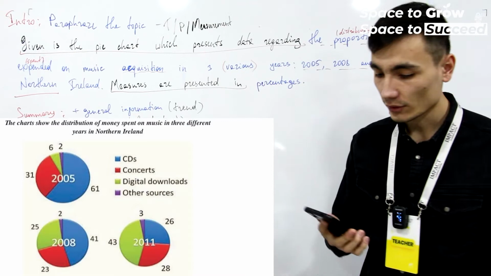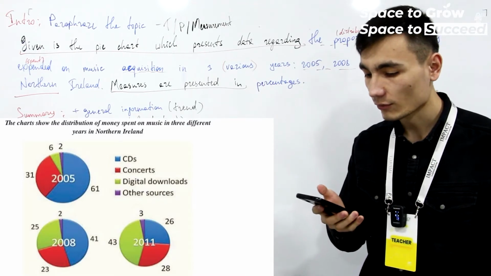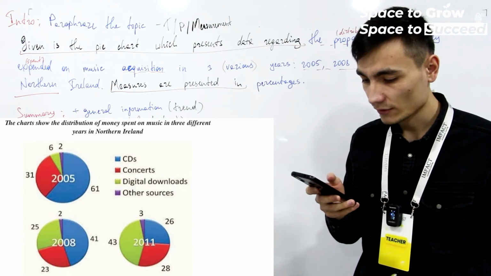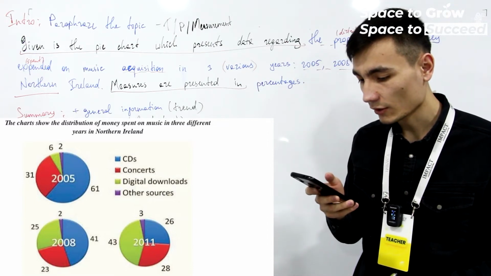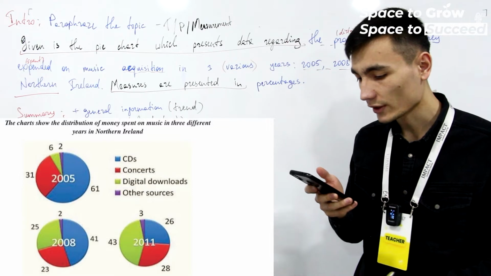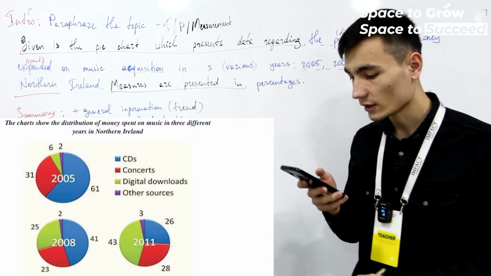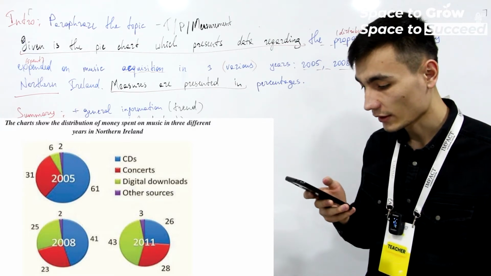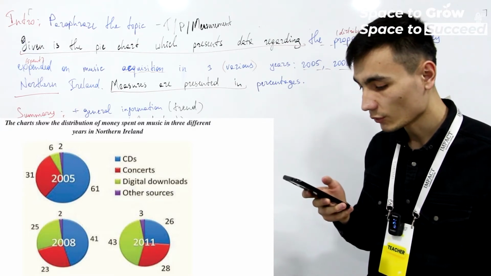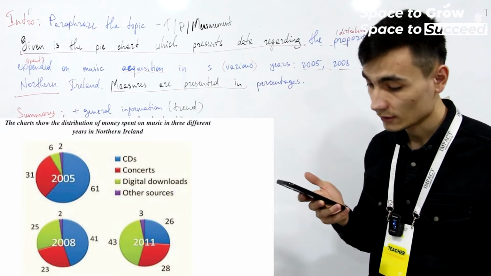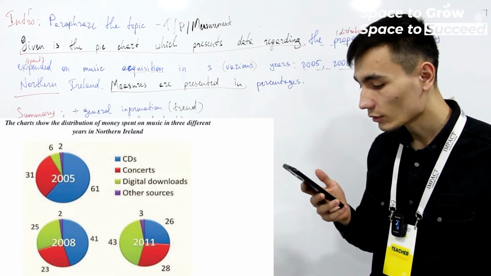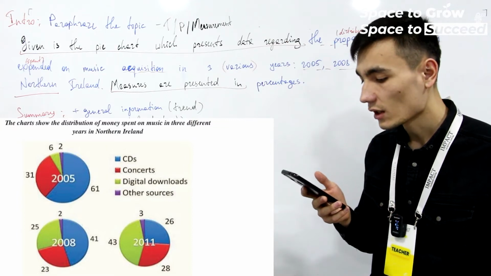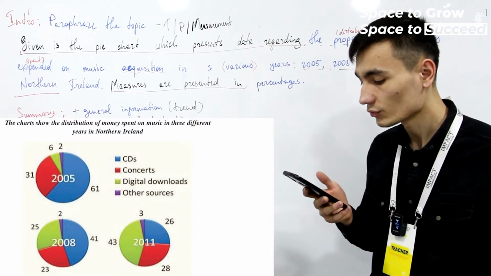So overall, let's just have a look. We have a period here from 2005 to 2011. As you see here, you have CDs, the blue one: 61, 41, and 26. Well, there is a decline here. Concerts: 31, 23, 28. Still a decline. Digital downloads: 6, 25, 43, an increase. Other sources: 2, 2, 3, an increase.